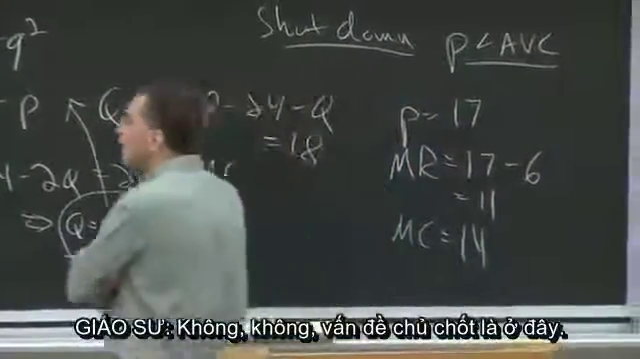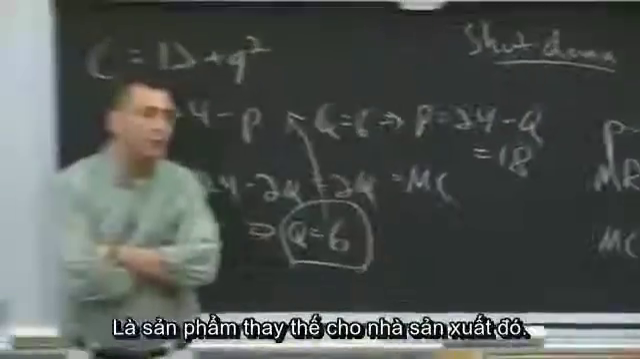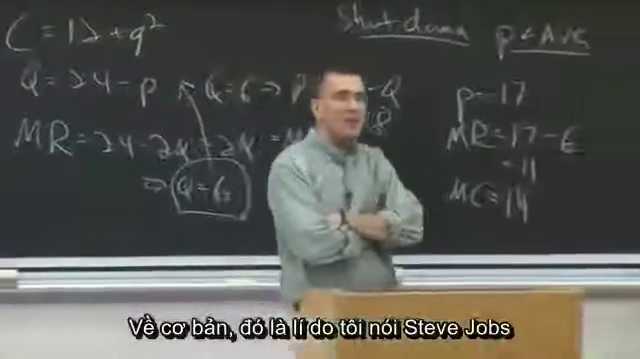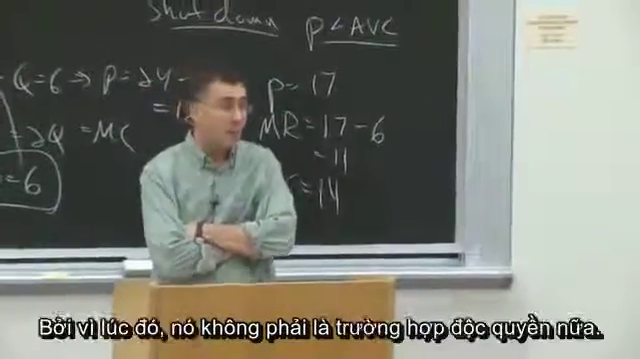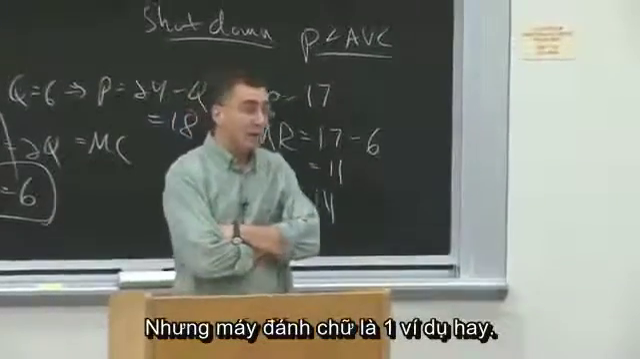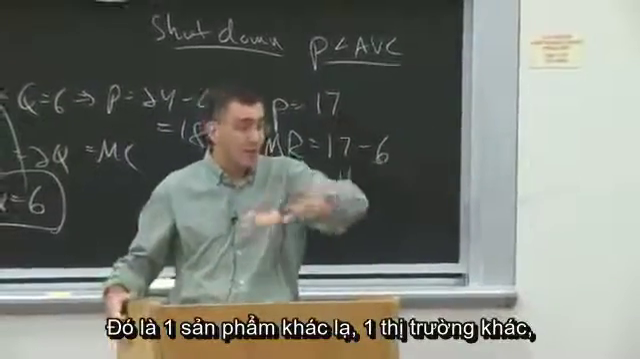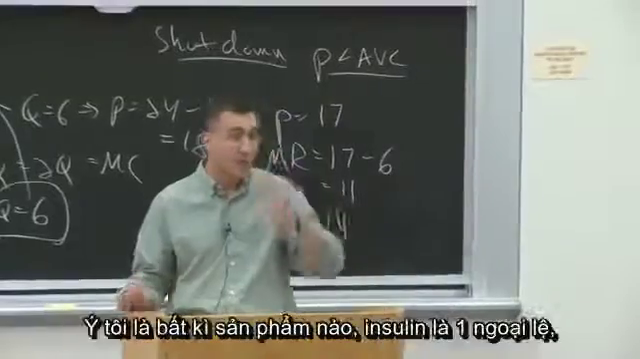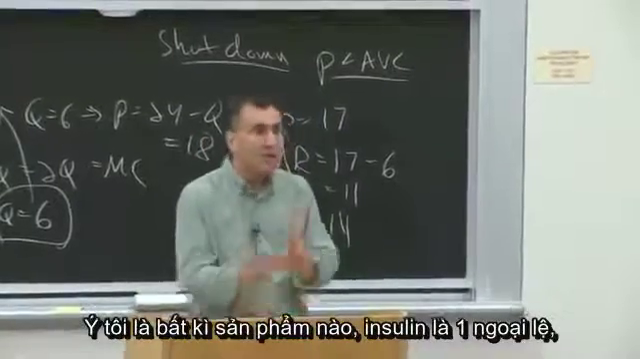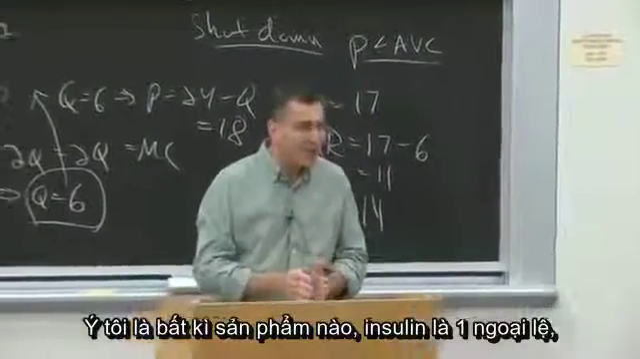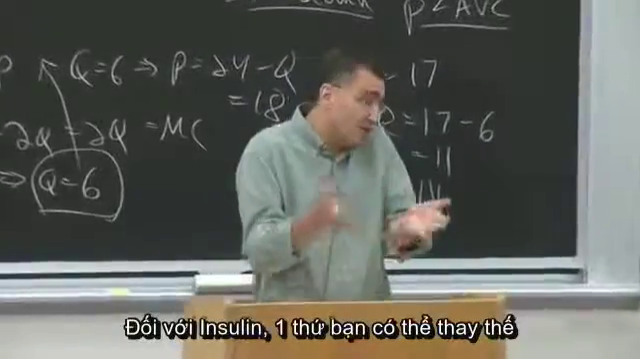No, this is the key thing. Substitutes for that producer. That's why I said Steve Jobs is not a good example, because then it's not a monopoly anymore. But the typewriter is a good example. That's a different market, a different good that substitutes. So my point is, for any given good, insulin being the exception, there's always something you can do instead.